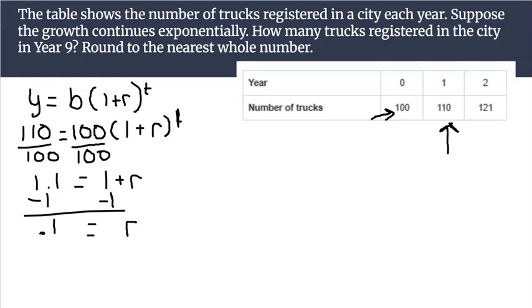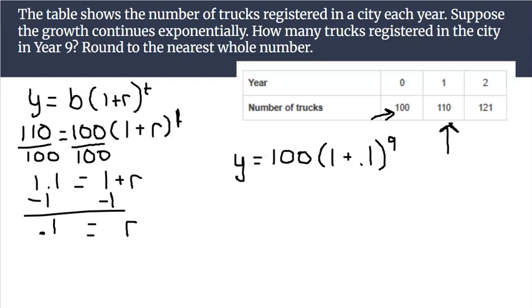Now that we know r, and we also know the initial amount, the 100, we can plug in any number of years for t and it'll tell us the ending amount. So let's do that for year 9. Y equals 100, the starting amount, times 1 plus the rate, so 1 plus 0.1, and then we're raising that to the 9th power.